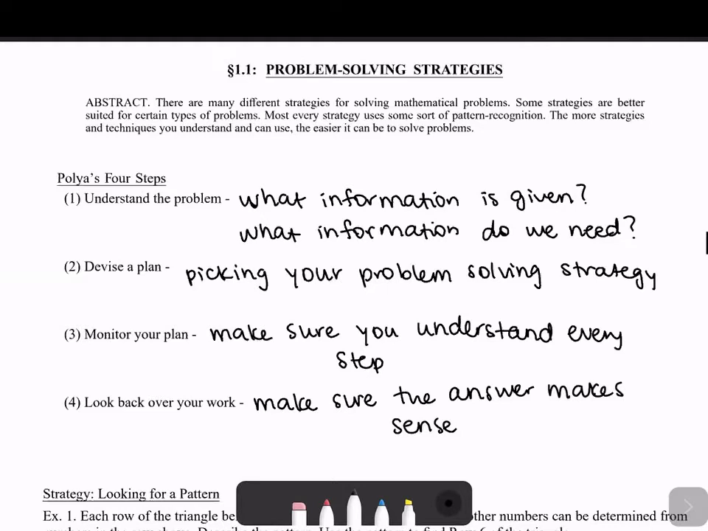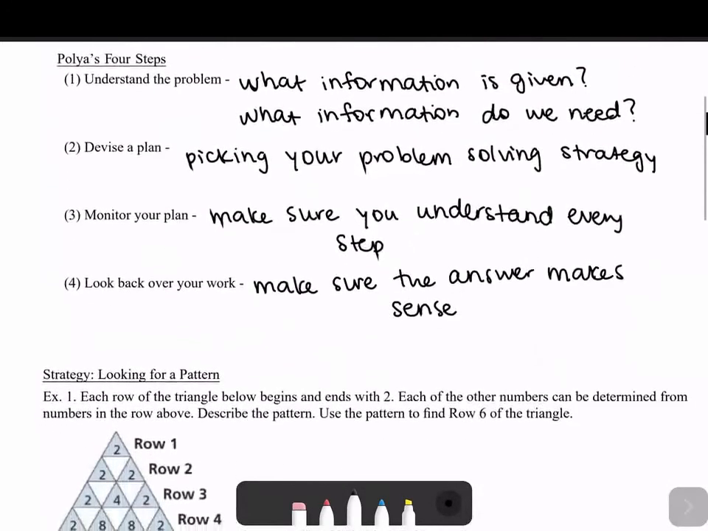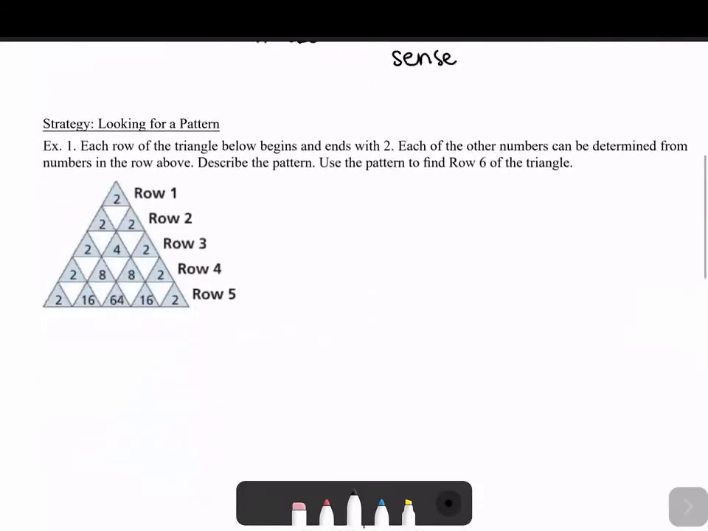so that everything makes sense. So we're going to first understand the problem, use that understanding to devise a plan. And while we're solving the problem, we monitor the plan and make sure everything makes sense. And then lastly, once we have finished solving the problem, we look back and make sure that everything makes logical sense to us. So the 3 strategies in this section are looking for a pattern, making a table, and making a graph. So we're going to start with looking for a pattern.